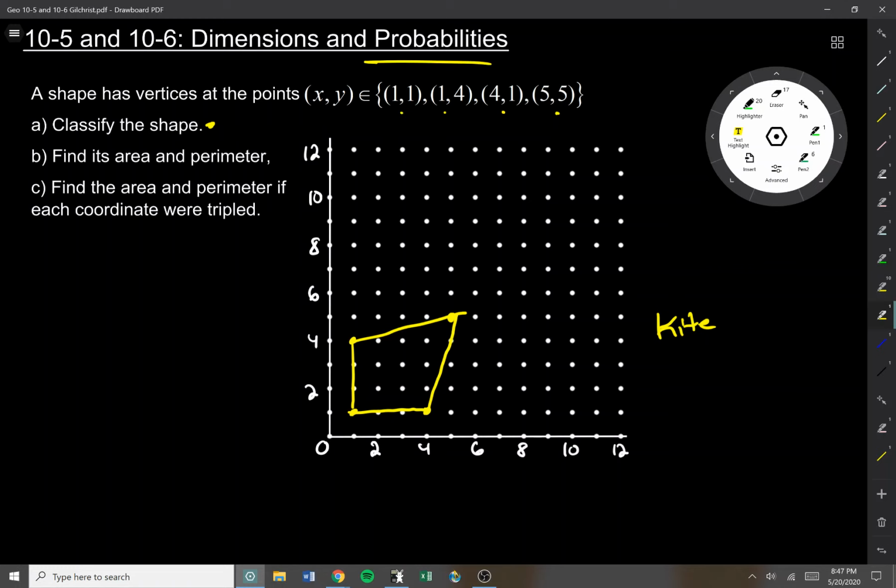For it to be a kite, these two lengths would have to be the same, and these two lengths would have to be the same. It's pretty easy to see that these two are the same. This is length 3, and this is length 3 just by counting. But finding this length and this length, we can't do by counting because they have some slope to them that isn't just vertical or horizontal. I don't actually need to find their length. I just have to show that they're the same.